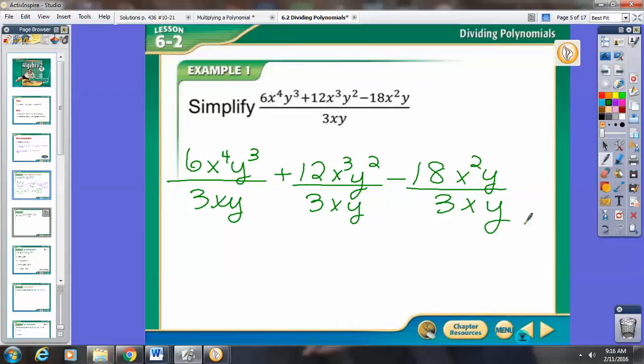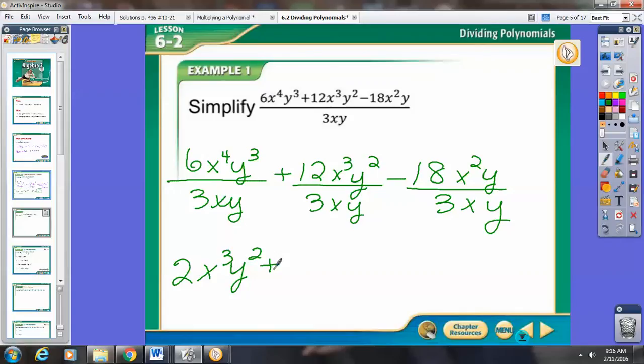So let's go ahead and divide. In the first term, we have 6 divided by 3. 6 divided by 3 is 2. X to the fourth divided by x is x to the third power. Y cubed divided by y is y to the second power.